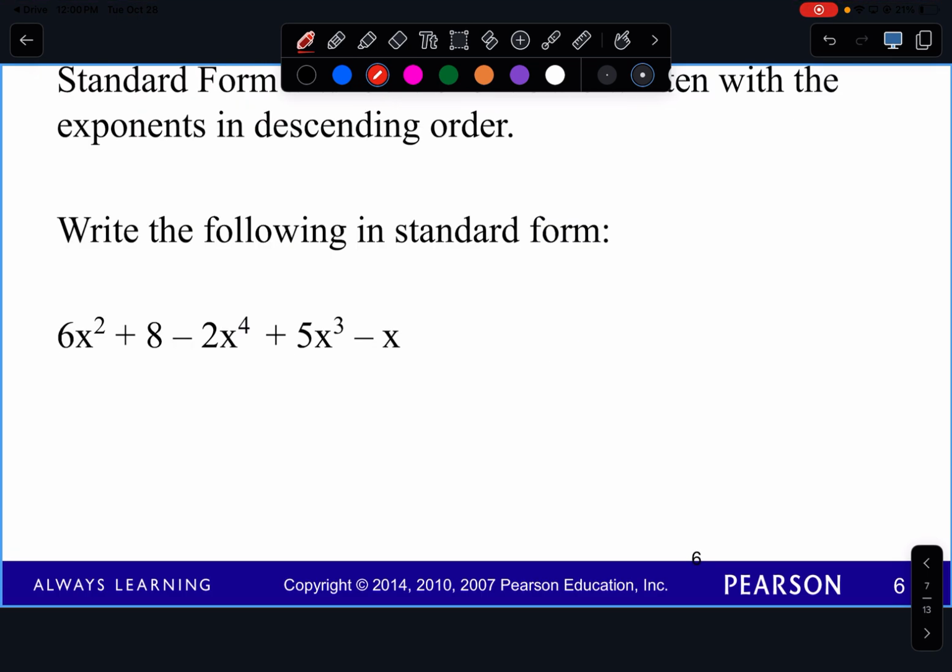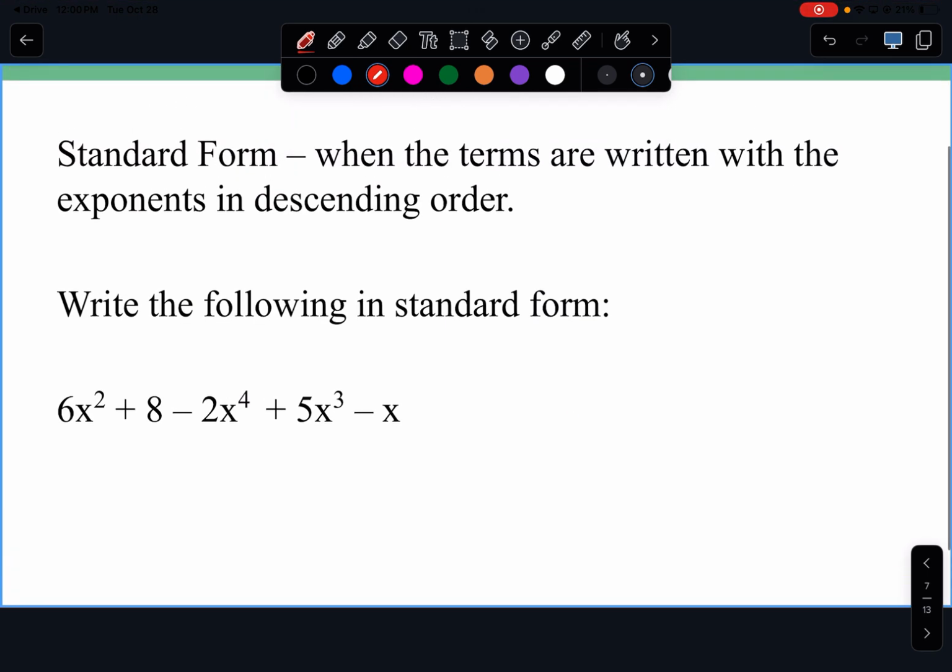Okay, moving on from there. Standard form is when the terms are written with the exponents in descending order. So the biggest first, all the way to the smallest. Okay, so what we're going to do is write this in standard form. What would my first term be here? Which one, Carson? -2x to the 4th, because it's raised to the 4th power. We're done with that one.